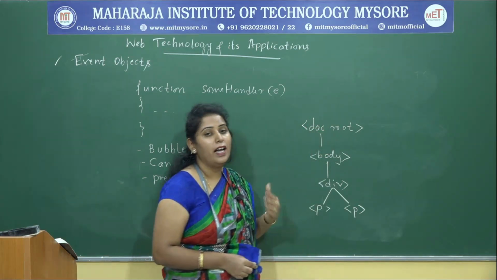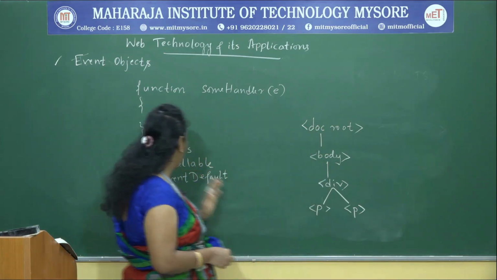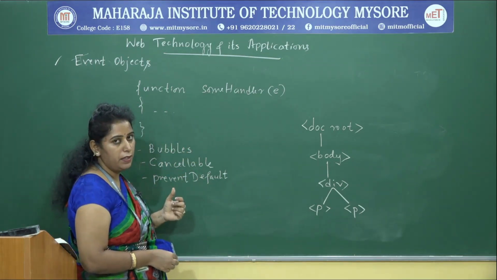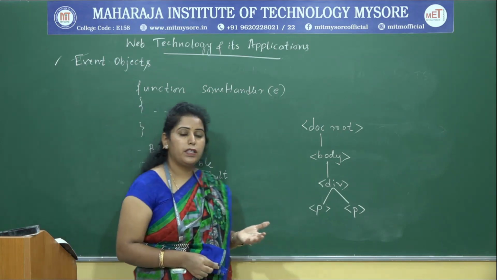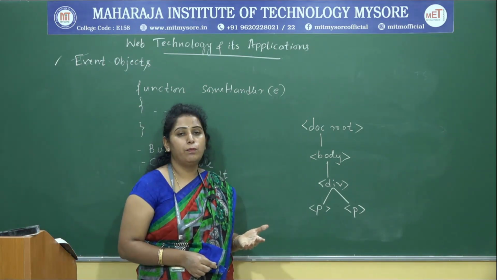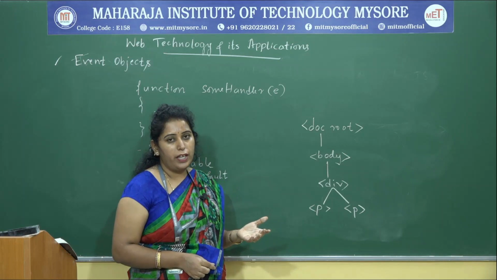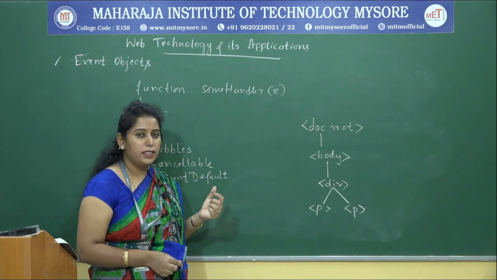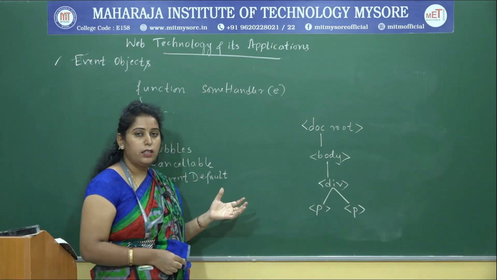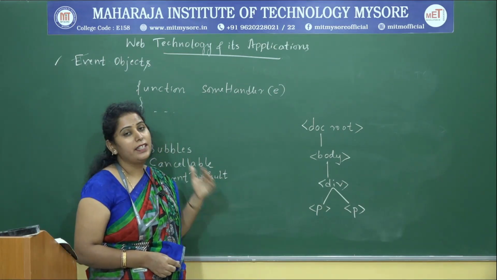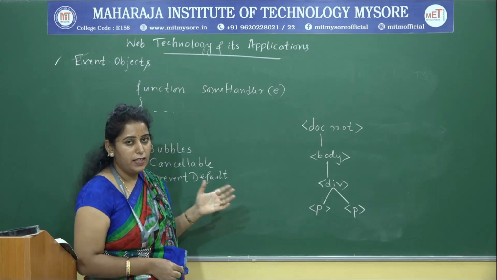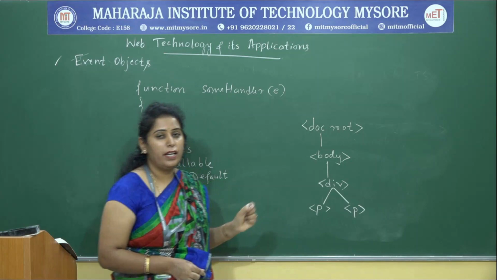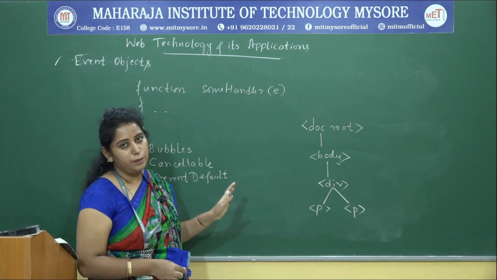Okay, since it has been unhandled. So this is what the bubbles property is. Next is about cancelable. This cancelable property is also a Boolean value. It indicates whether or not the event can be cancelled.